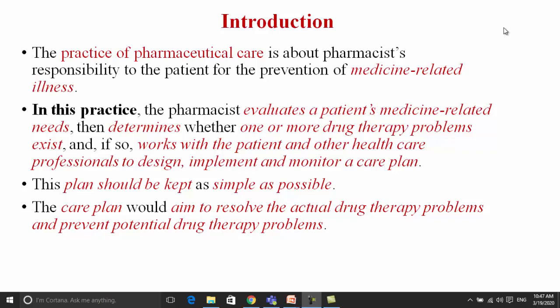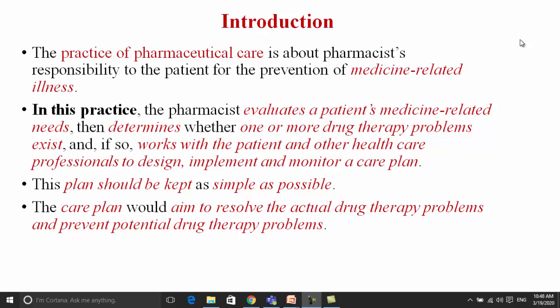And here it is very important for the pharmacist to act as a team worker, because the pharmacist is a member of the healthcare team. Pharmacist is not working alone. Pharmacist is working with health professionals. The plan developed by the pharmacist should be kept as simple as possible. It should be very simple so that it can be communicated easily within the healthcare professionals, and also so the patient can understand the pharmaceutical care provided to them by the pharmacist.